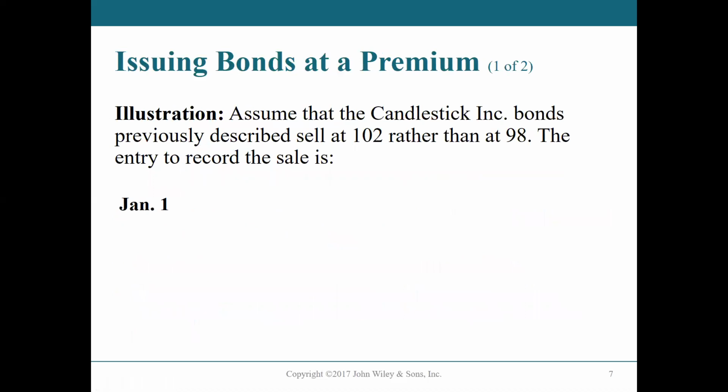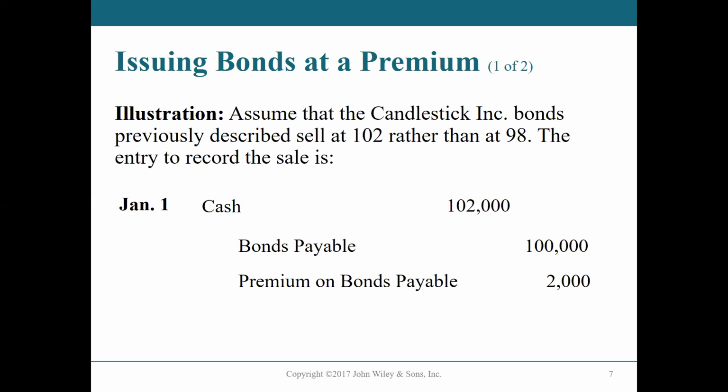We can also issue bonds at a premium. So here, Candlestick Inc. sells bonds at 102 rather than at 98. So now this bond is being issued at a 2% premium. We're getting $102,000 in cash, and our bonds payable is $100,000. And so the difference is the premium on bonds payable.